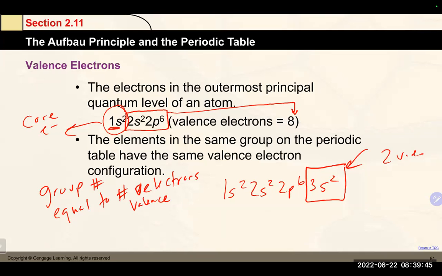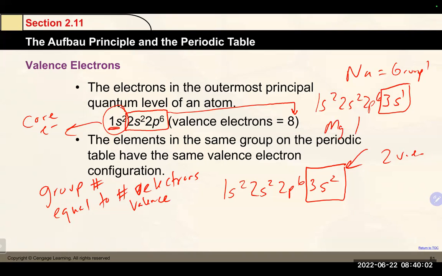So for example, if we look at something like sodium, which is group 1, its configuration is 1s2, 2s2, 2p6, 3s1. That would be its 1 valence electron there. If we went next door to magnesium, 1s2, 2s2, 2p6, 3s2, that would be its 2 valence electrons. So the much quicker way is just to look at the group number on the periodic table, which equals the number of valence electrons that there are.